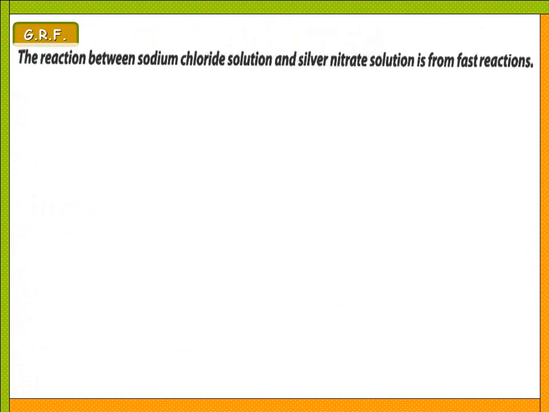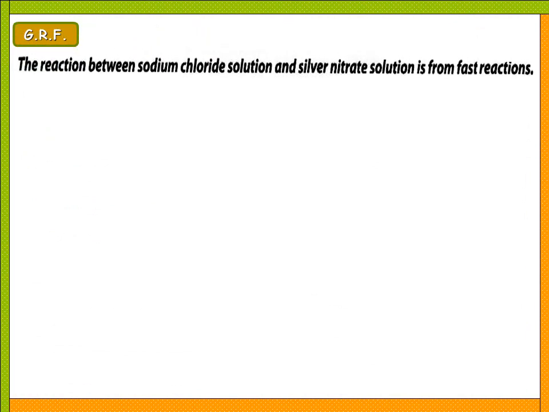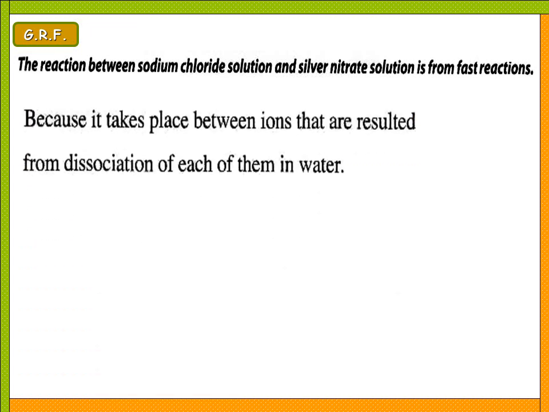As here we have a reason, the reaction between sodium chloride solution and silver nitrate solution is a fast reaction. If we say any one will be fast, it will be ionic. Any one will be slow, it will be covalent. So why will ionic be fast? Because it takes place between ions that result from dissociating of each of them in water.